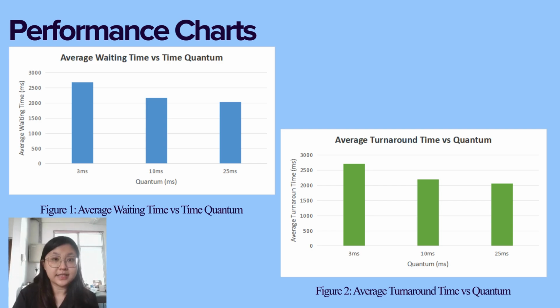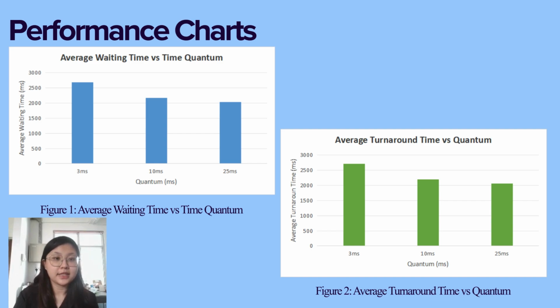Hi, my name is Ling Yi. Now let's examine the data generated by our simulations. Our charts clearly illustrate a critical inverse relationship between the time quantum and the system overhead. If we look at the specific performance metric at 3 milliseconds, we have the highest waiting time at 2680.88 milliseconds due to 990 context switches.